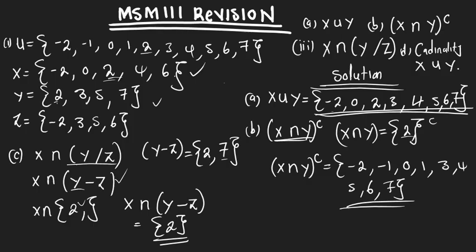Cardinality is when you count everything. X union Y, we find the cardinality. Where is X union Y? It is this set. So we have 1, 2, 3, 4, 5, 6, 7, 8. So the cardinality of this particular set is simply 8. That is how we solve the first question.